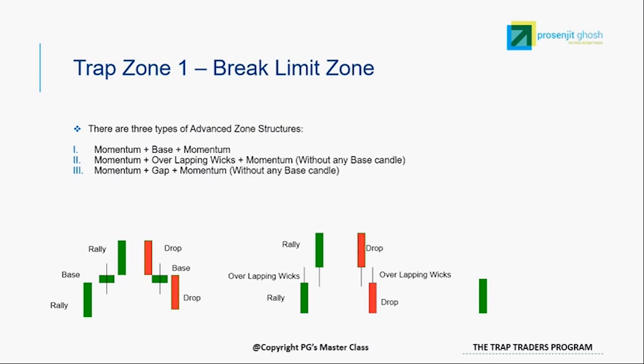The third one is again momentum, which is a rally followed by a gap up. There are no wicks at all, or maybe on one side there is a wick, at the upper side or the lower side, and that is okay. So momentum, gap, momentum. This is also our advanced structure of rally based rally, where we do not have any base candles. Similarly, we have drop, gap, drop.